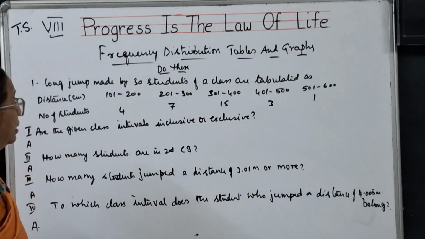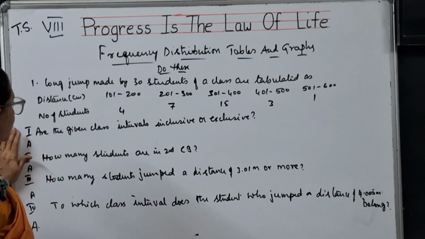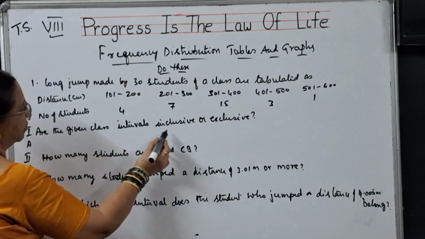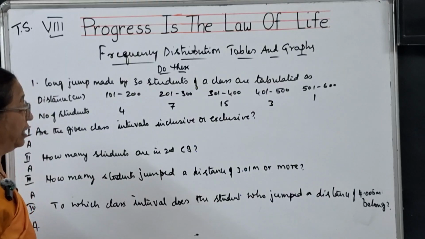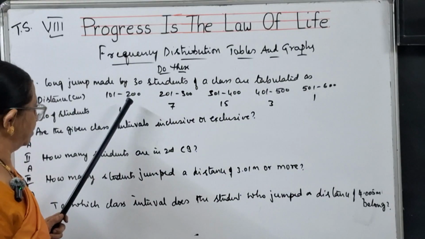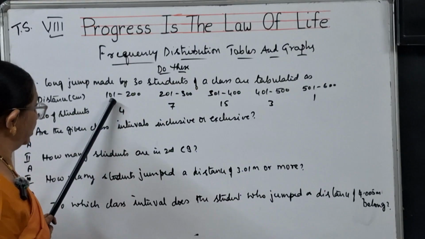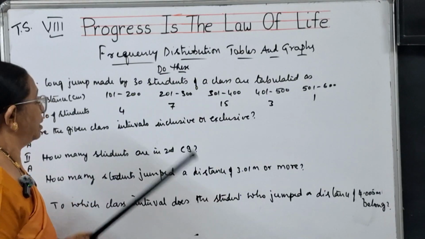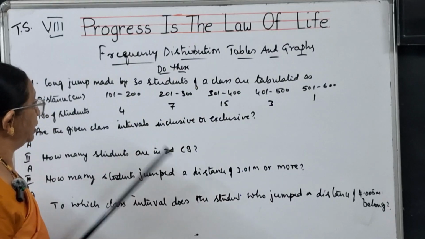So this is the data that is given to us, and basing on this, you are supposed to answer these questions. What is the first question? Are the given class intervals inclusive or exclusive? See, children, I told you earlier, inclusive means the number should be included. Suppose I am taking 200, it should be included here. If this 200 is included here, it should not be the lower limit of the next class. Is it the lower limit? No. That means 200 is included here.